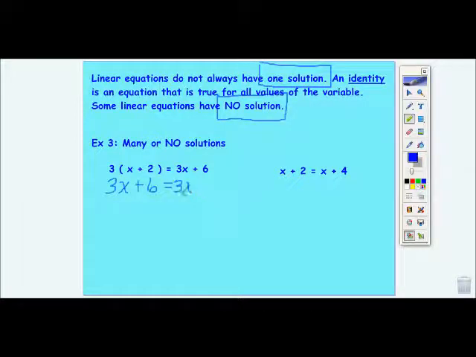Now, as I recopy the rest of the statement here, I get 3x plus 6. Well, yes, 3x plus 6 will equal 3x plus 6. And that could work no matter what we substitute in for x, because they are the same sentence. So for this particular problem, we're going to say it is always true.